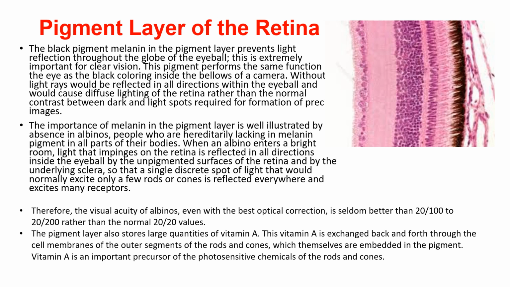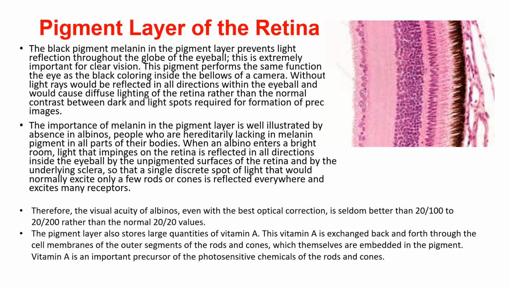Therefore, the visual acuity of albinos, even with the best optical correction, is seldom better than 20/100 to 20/200 rather than the normal 20/20 values. The pigment layer also stores large quantities of vitamin A.